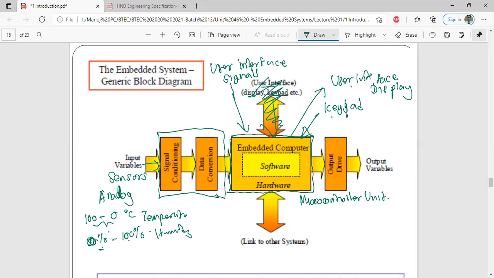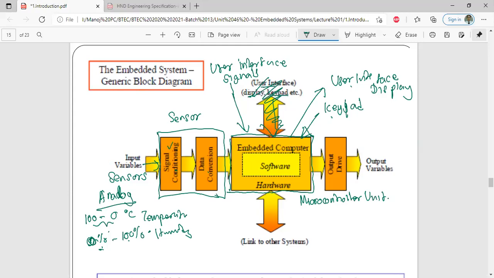Therefore, when you have the temperature and the humidity, they are actually analog, right? Almost all the things that we are getting from our sensors are analog. So maybe the signal conditioning and data conversion can happen inside the sensor itself, right?